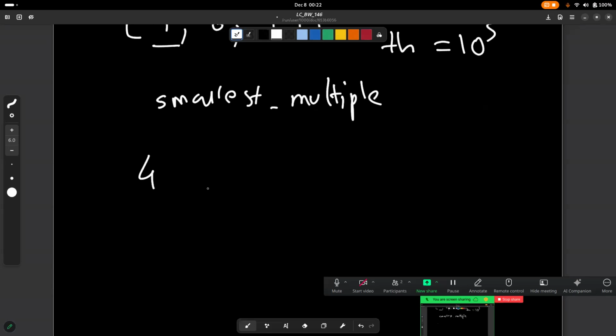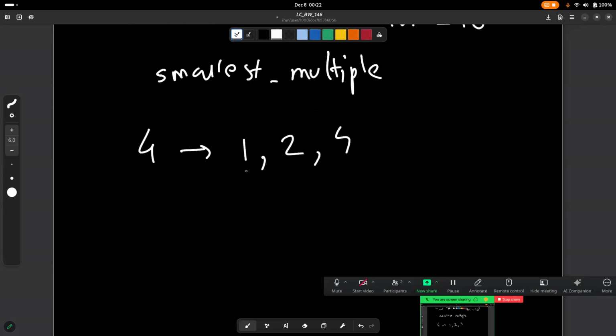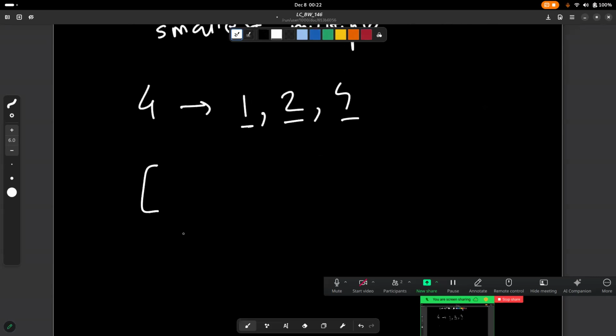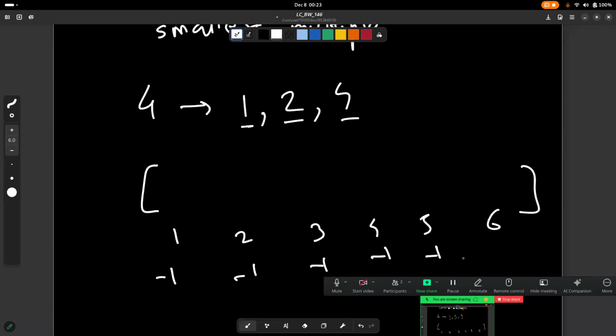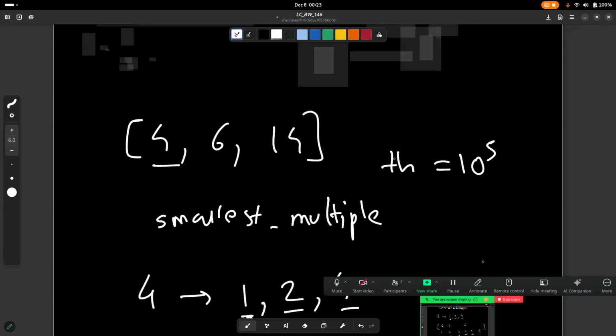So first I consider 4. What are the divisors of 4? 4 can be divided by 1, 2, or 4. I can say that the smallest multiple of 1 is 4, and the smallest multiple of 2 is 4. Initially, my smallest multiple array, let's say it has 1, 2, 3, 4, 5, and 6, and all of them will be filled with minus ones. Once I iterate over 4, I'll fill in that 1 has the smallest multiple 4, 2 has the smallest multiple 4, and 4 has the smallest multiple of 4.